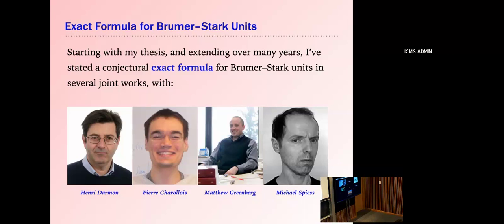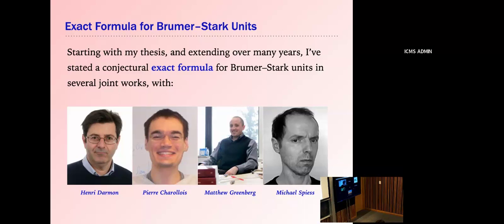The goal of my thesis was to write down, conjecturally of course, because we have no idea how to prove the Brumer-Stark conjecture at this point, a formula for the Brumer-Stark units. A conjectural formula. And this was inspired by Darmon's, at that point, recent breakthroughs on the construction of what he called Stark-Heegner points. Nowadays, people like to refer to them as Darmon points.